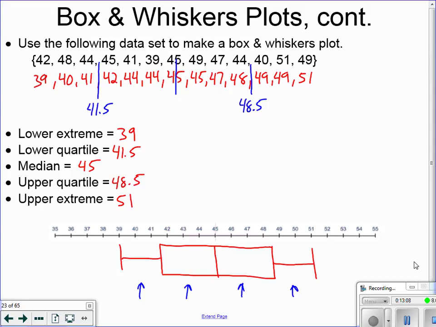Okay. You can also see that if you look at the numbers we put in order, once we split it up, you can see that it kind of splits the data into groups of 3s. 39, 40, 41, that represents from the lower extreme to the lower quartile. Okay, 42, 43, 44, that represents from the lower quartile to the median. Okay, so as you can see, it puts it into groups of 3 numbers.